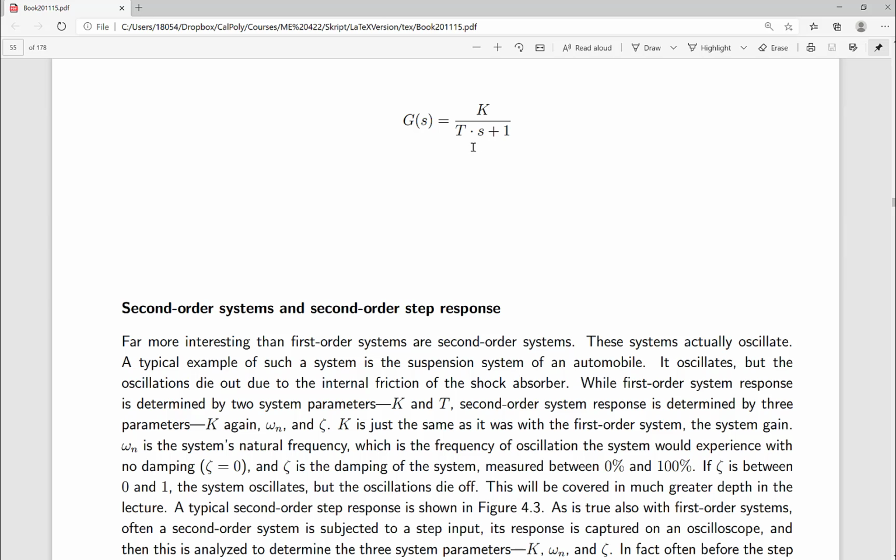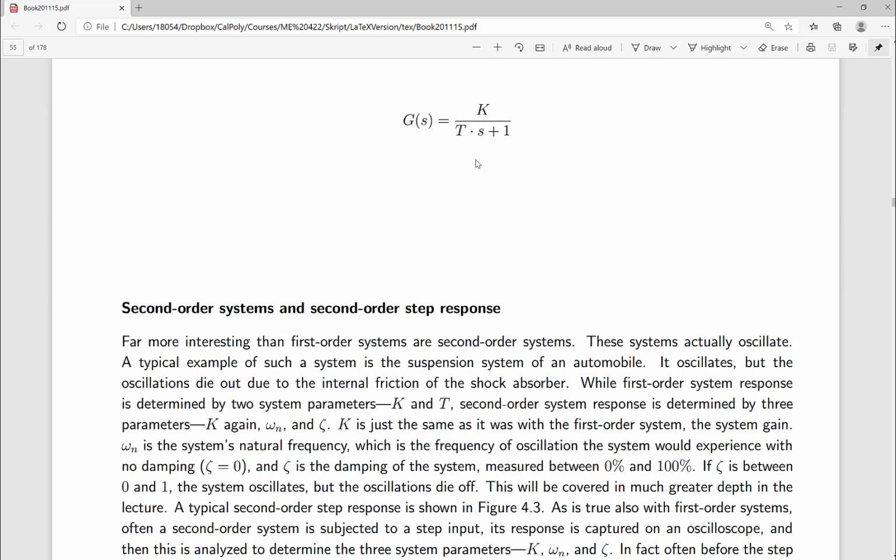And actually, there are some things that are useful to point out here. There are two parameters that characterize the response of a first order system. I guess before I get into that, I should describe why this is a first order system. The order of the system depends upon the highest order of s in the denominator. And here we have s to the 1, so this is a first order system.